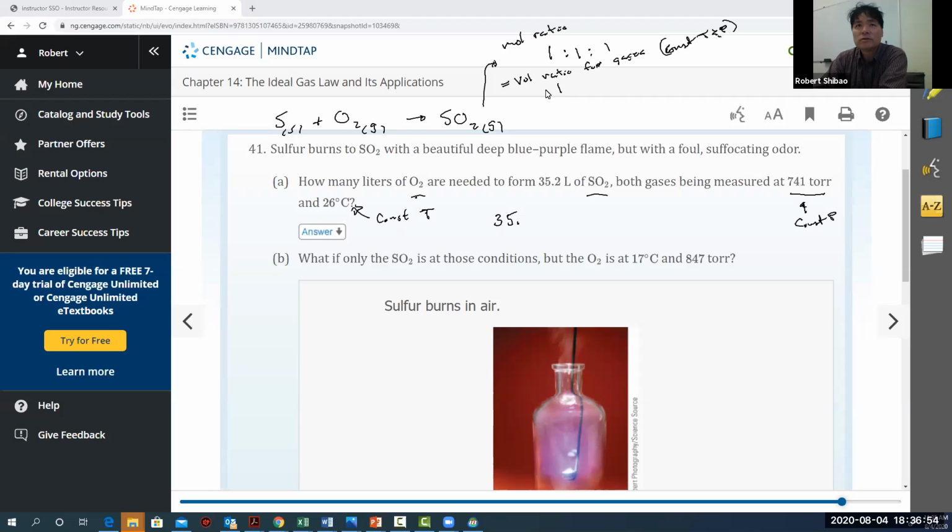So here, the first one's a solid, and so that's not a gas. And so here, we'll just say it's a 1 to 1 for the gases. So 1 gallon of oxygen is going to give us 1 gallon of SO2. 1 liter of oxygen is going to give us 1 liter of SO2. It's a 1 to 1 ratio, which is equal to the pressure ratio for gases. But if we're dealing with pressure ratio, then it's going to be under constant volume conditions.